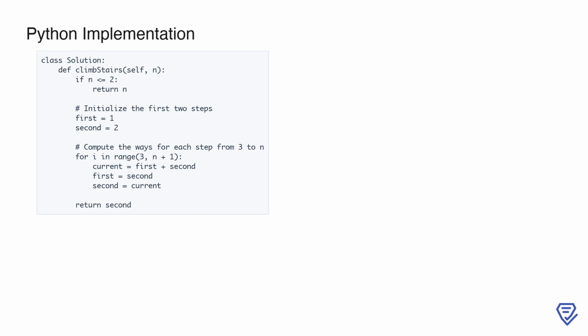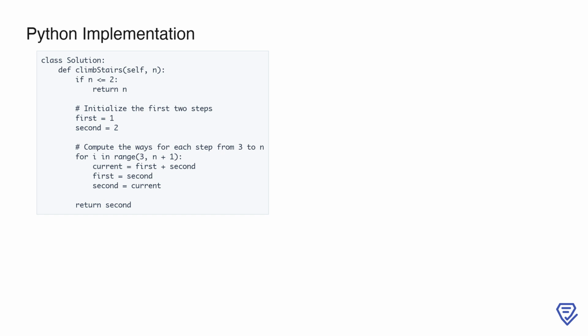The goal is to calculate the number of distinct ways to climb a staircase with n steps, where you can climb either 1 or 2 steps at a time. The solution begins by handling the base cases. If n is 1 or 2, the number of ways to climb the stairs is equal to n itself. This is because for one step, there is only one way, 1.